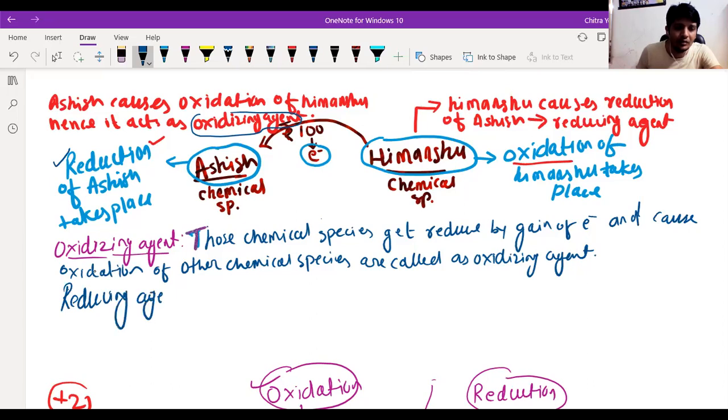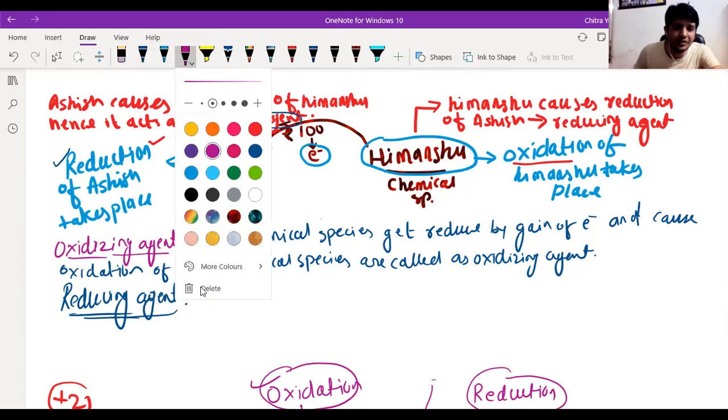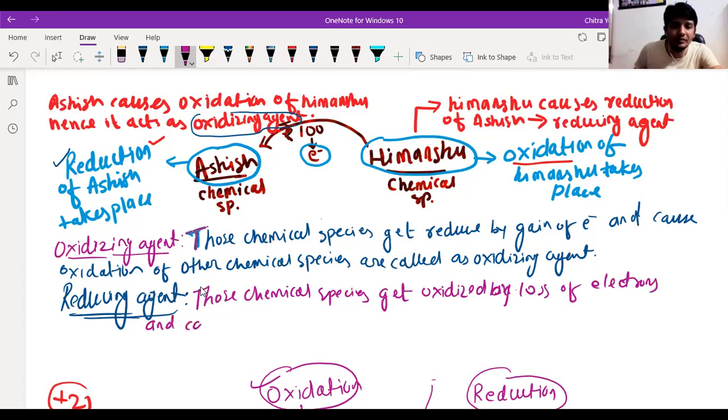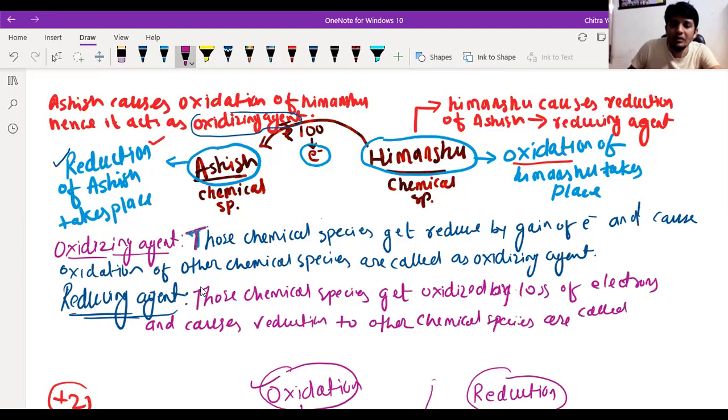Reducing agent. Okay, so the definition for reducing agent: those chemical species that get oxidized by loss of electron and cause reduction to other chemical species are called as reducing agent.